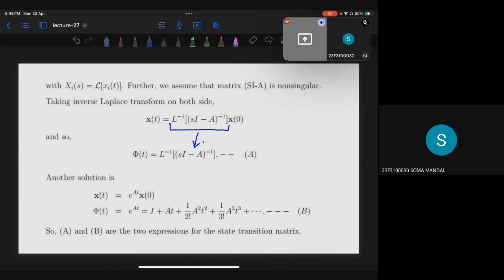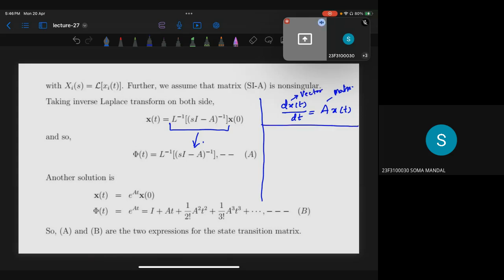Also, you can write it this way, because the equation we have considered is dx by dt equal to Ax of t, correct? Yes or no? What is A here? A is a matrix, am I correct? Yes, sir. What is x here? x is a vector, correct?